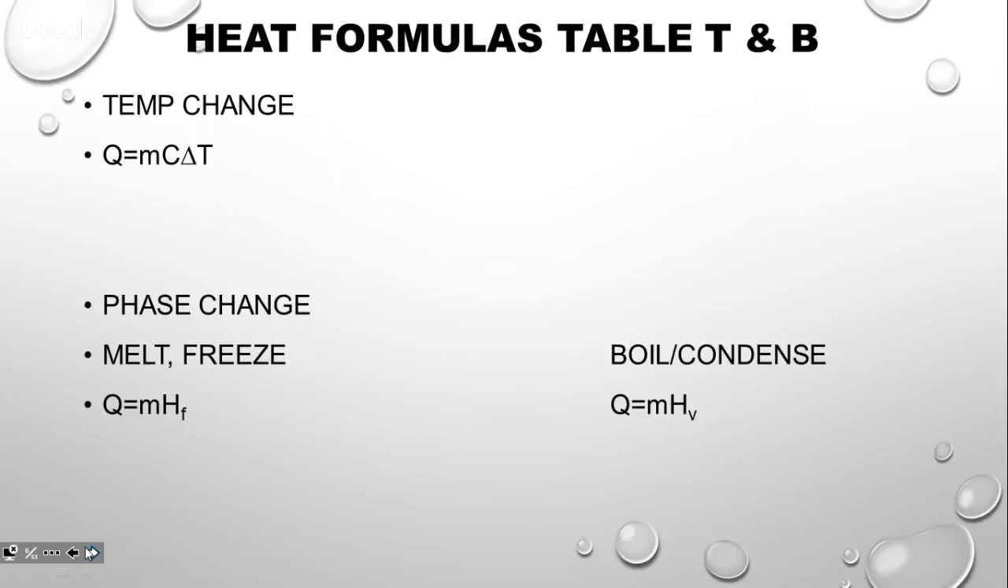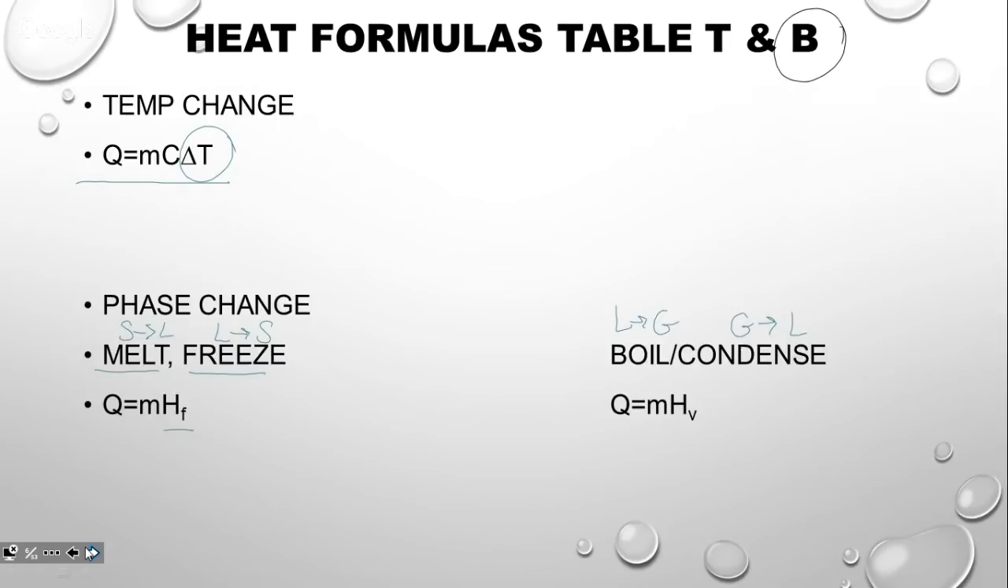When we talk about the heat formulas from table T and table B, if there is a problem with a temperature change, we are going to use Q equals MC delta T, because remember that delta T means change in temperature. If we're talking about a phase change, when you're talking about melting or freezing, so melting, remember, is solid going to liquid. Freezing is liquid going to solid. You're going to use Q equals MHF. And if we're talking about boiling or condensing, which remember, boiling is liquid to gas, condensing is gas to liquid, we're going to use Q equals MHV.